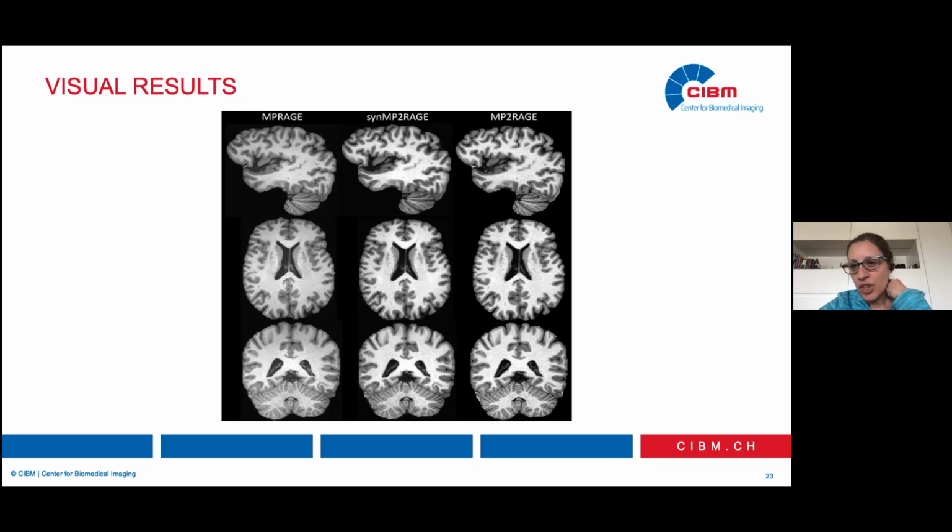There is a culture change that has to be done, and it will happen in the future. Probably it still remains more of a research sequence than a clinical sequence. I can imagine constraints on longitudinal studies, where you don't want to change the sequence for sure. So I think it will take time for them to adopt MP2-RAGE.